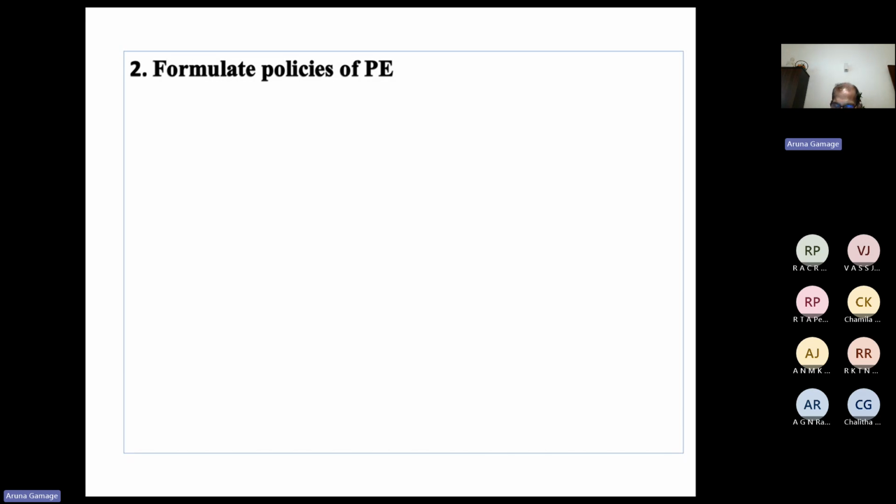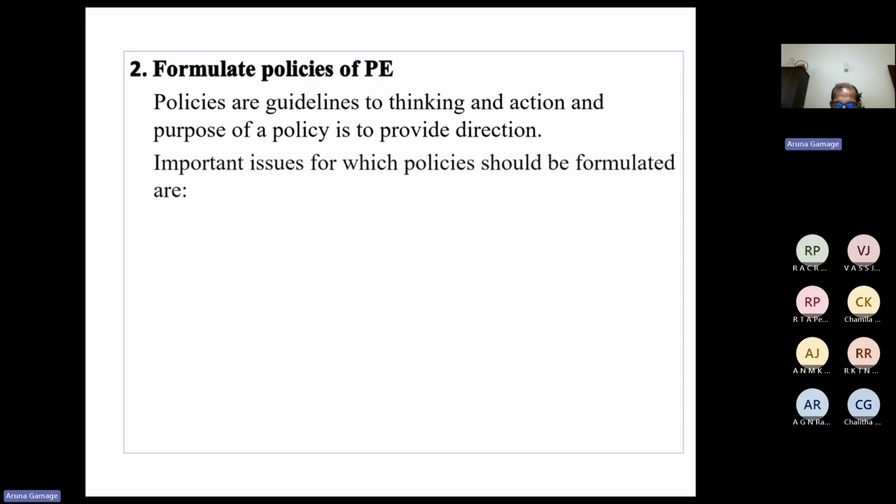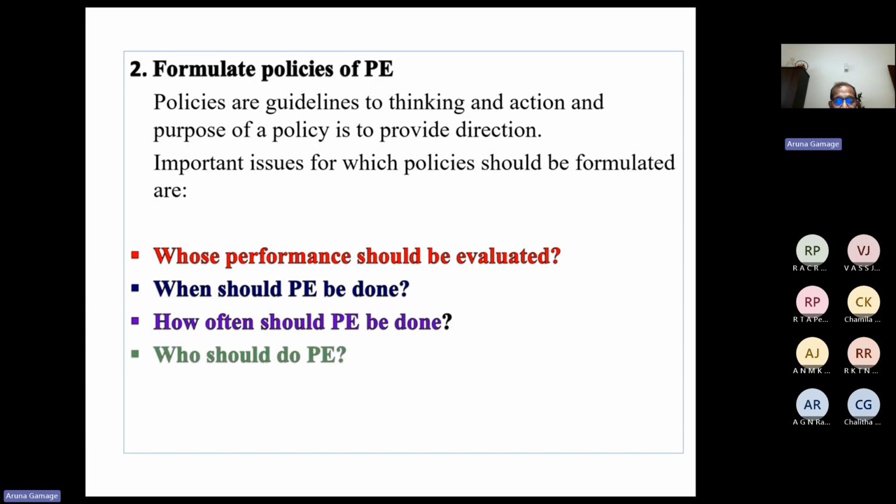So when it comes to performance evaluation, there are 4 broad questions you have to find answers to by formulating policies. First one is whose performance should be evaluated. When should performance evaluation be done? How often should performance evaluation be done? And last one, who should do performance evaluation? So these are the 4 issues that you are going to face when it comes to performance evaluation.